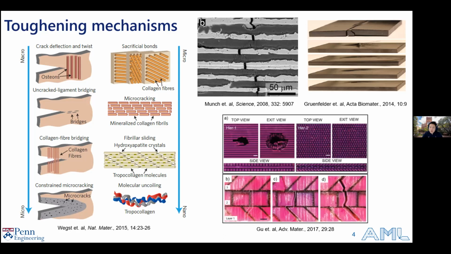Additionally, with the advance of 3D printing, in this particular example, they have also mimicked the hierarchical structure found in another marine shell called a conch shell, which has high order hierarchy in terms of different lamella structures. You can see that there's also crack deflecting that can absorb a large amount of impact damage.